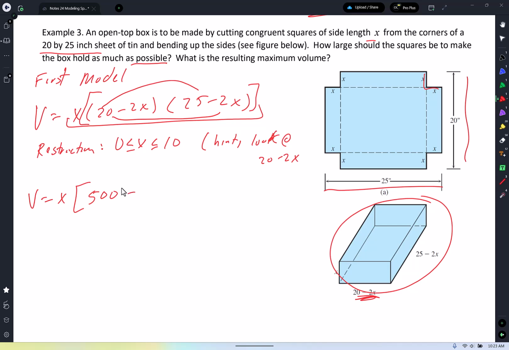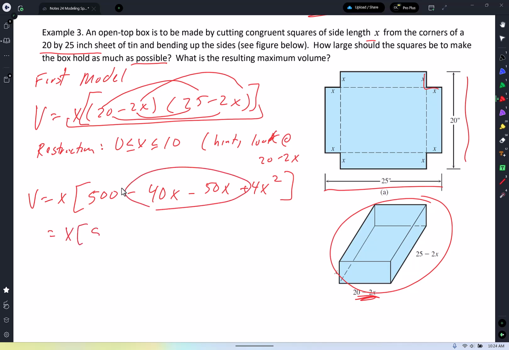20 times 2x is 40x. And then 2x times 25 is 50x. 2x times 2x is plus 4x squared. This is negative 90x. So here's what I have, and then 4x squared times x gives 4x cubed, and the middle terms combine to 180x squared.